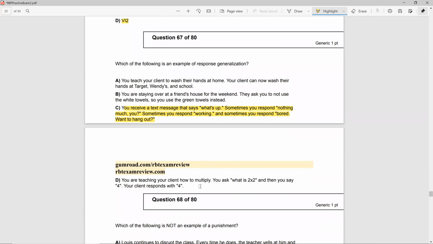And then finally, D, read all the answer choices. You're teaching your client how to multiply. You ask, what is 2 plus 2? And you say 4. Your client responds with 4. Okay, that is a prompt. So our answer is C. Again, response generalization, one stimulus, multiple responses. Stimulus generalization, one response, multiple stimuli. So the answer is C.